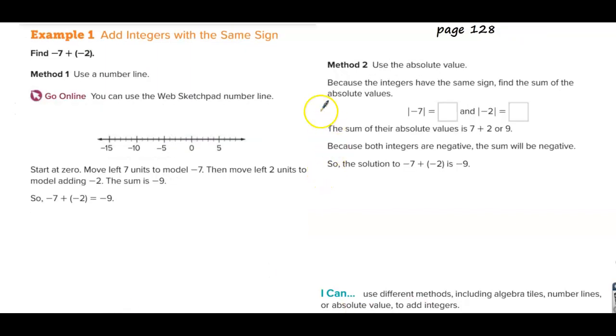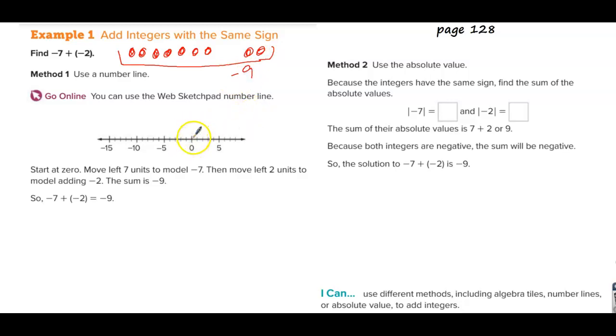Next. Here they have an example. They want you to use the number line to add -7 and -2. Well, I like the two color counters, so I would go 1, 2, 3, 4, 5, 6, 7, and then add two more of them. And altogether I have -9.